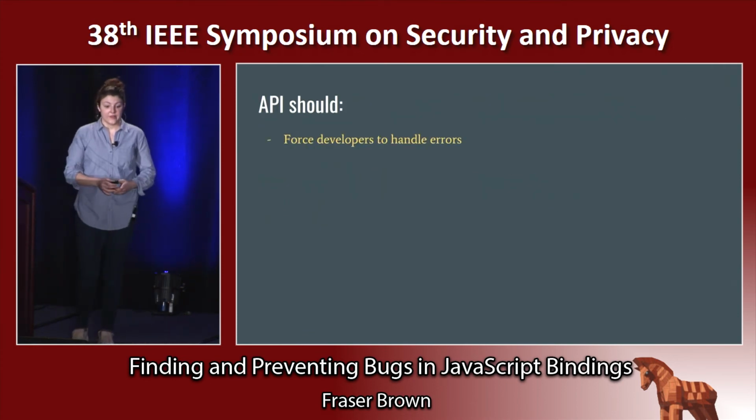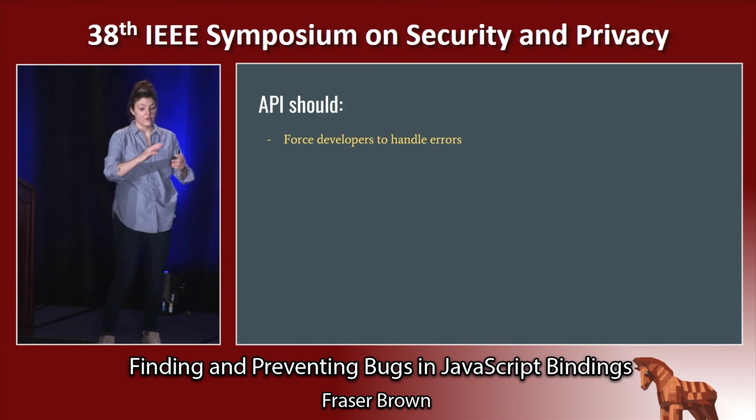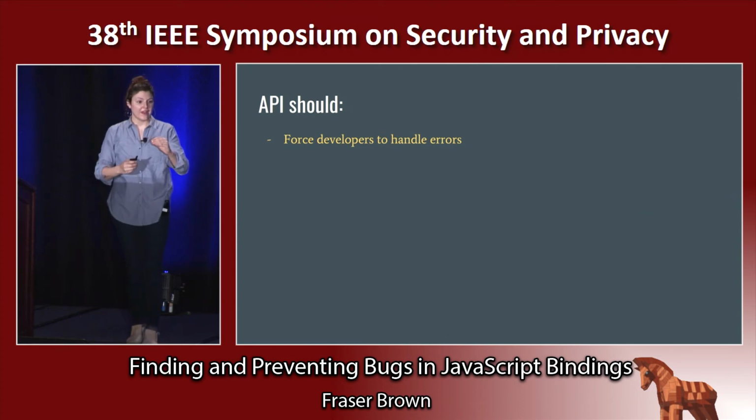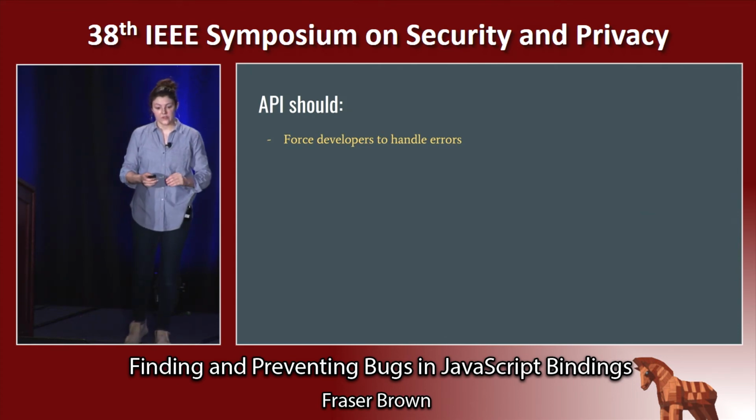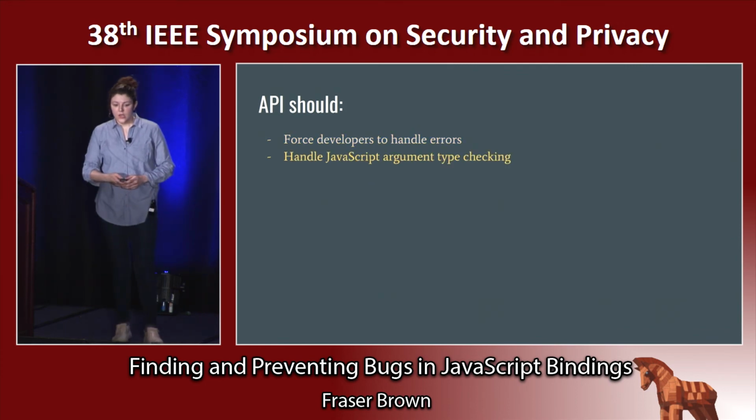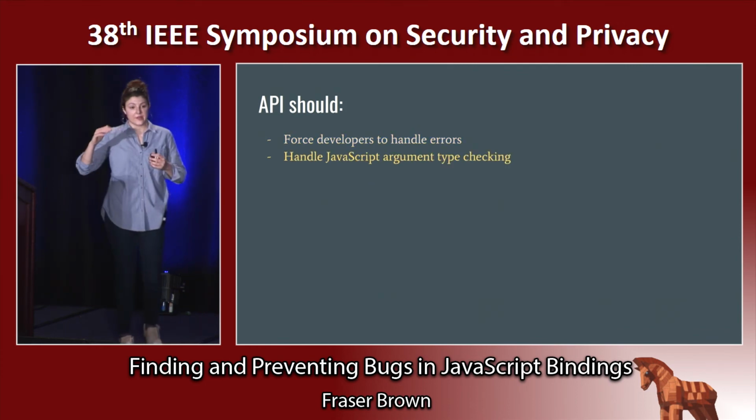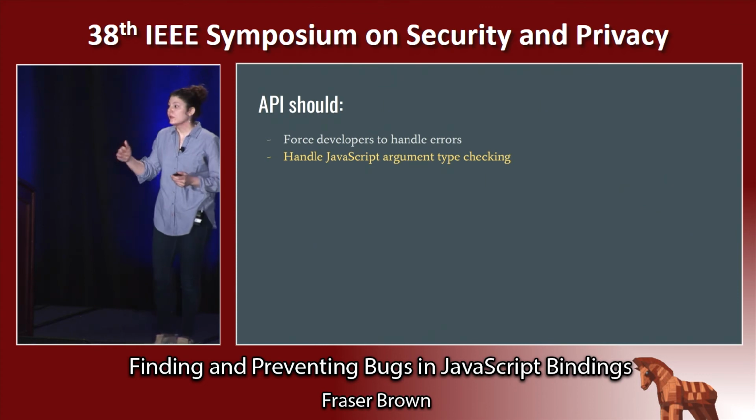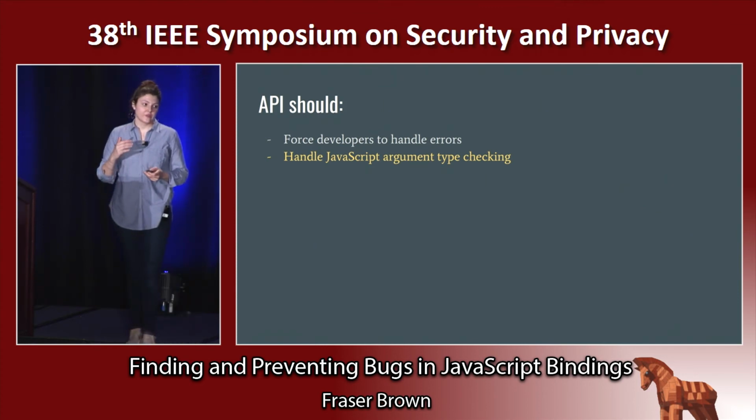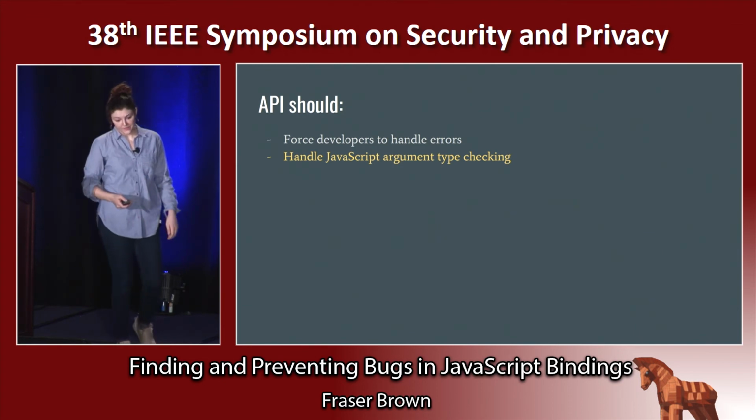We want an API that forces developers to handle JavaScript-related errors at the binding layer. So we won't have any JavaScript-related hard crashes, and that should preserve JavaScript's crash safety. We want the API to insert type checking for the developer so they don't have to explicitly type check in the binding code. And this should help preserve JavaScript's type safety.